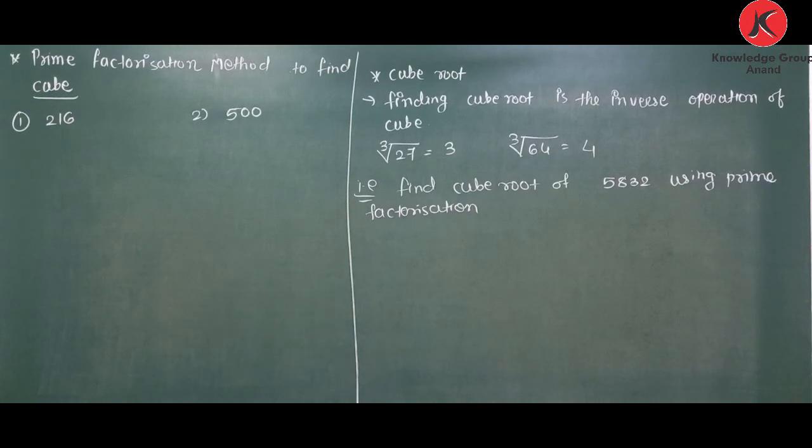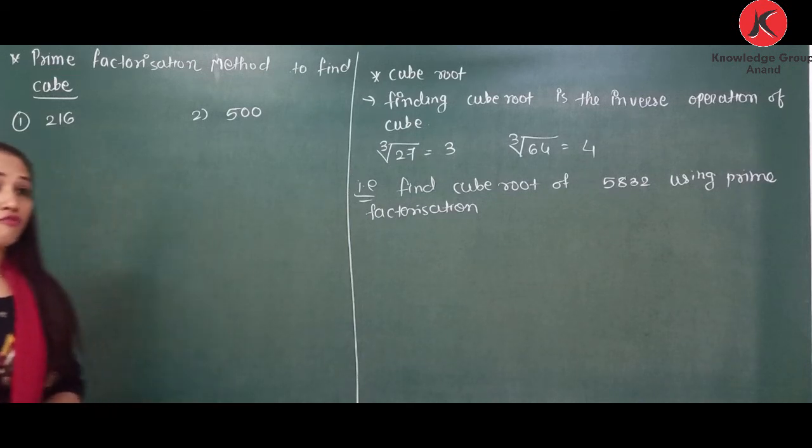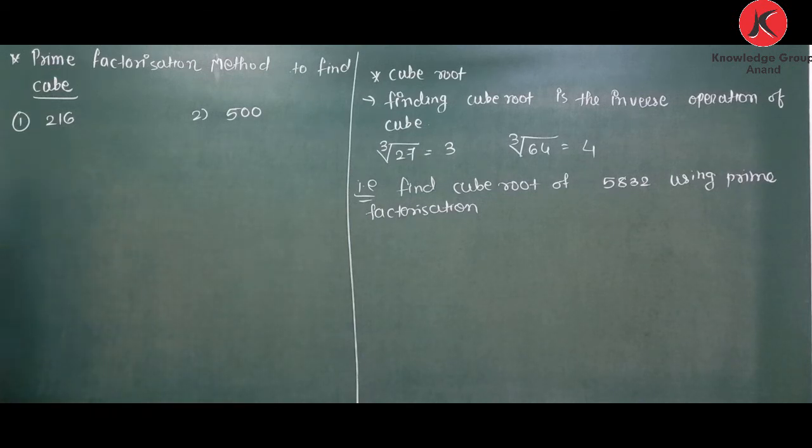Now, how to find whether a number is a cube or perfect cube or not? There is one method, prime factorization. The question can be asked for 1 or 2 marks: find whether the following number is a perfect cube or not. It is the same as finding whether a number is a perfect square or not. So what is the method?